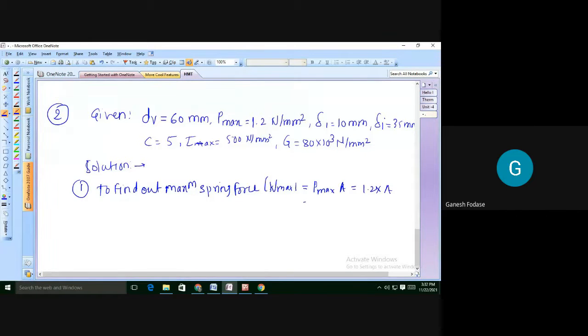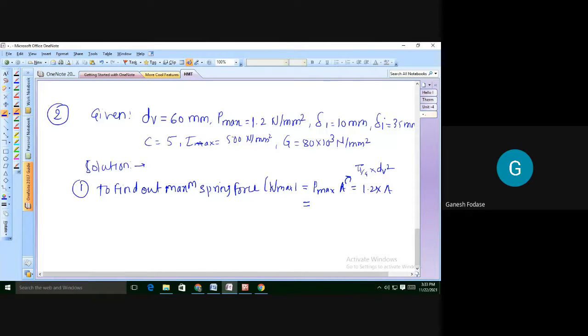Tell me value of W max. Where A is equal to 5/4 into d square. Yes, how much answer is? F max or W max, you can say. First step. Next numerical is very easy. It's just simple and same.